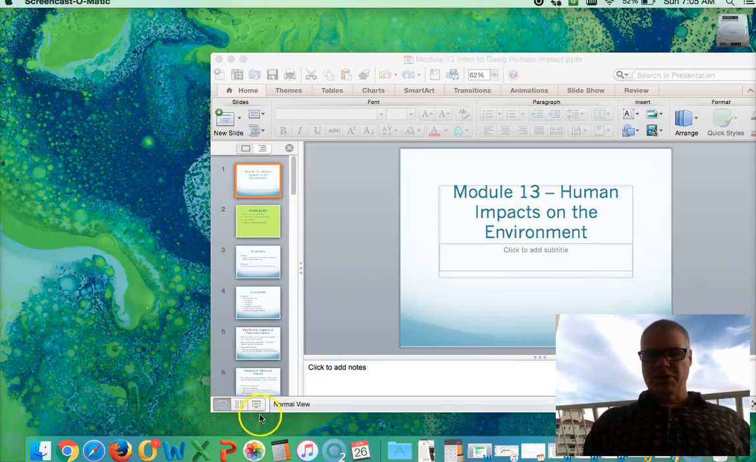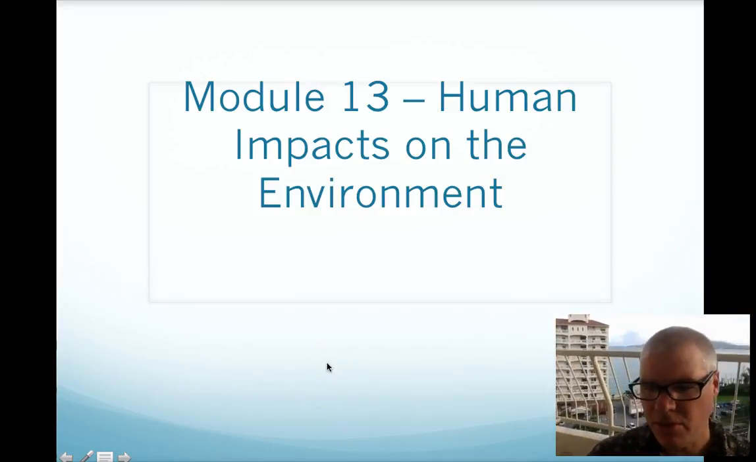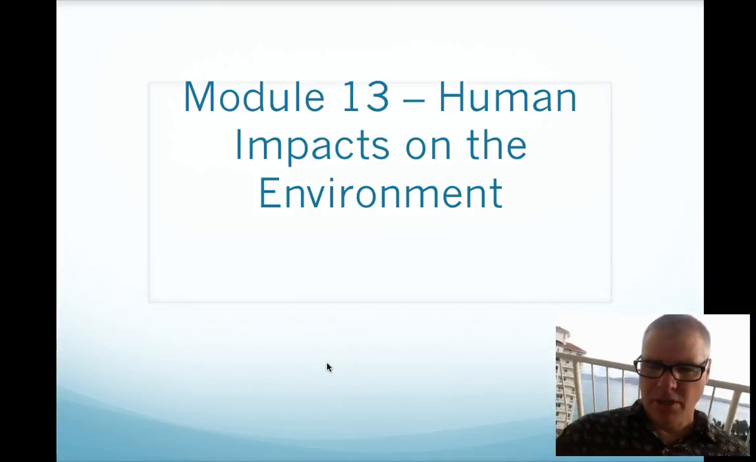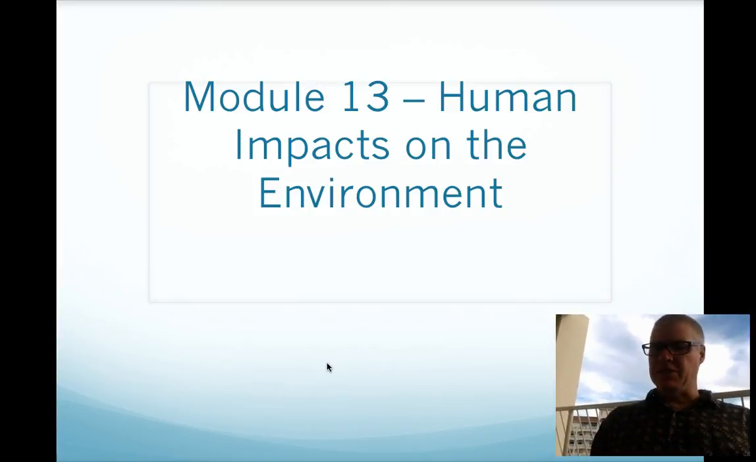Welcome to Module 13, the last module of this class, and I am coming to you again from a balcony in Okinawa because I'm doing this about 10 minutes after I just did the last module lecture.